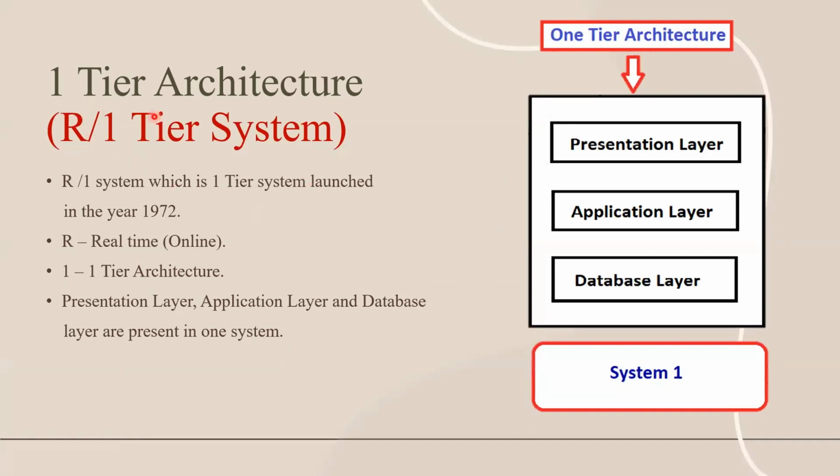Firstly, it is one-tier architecture, which is also called R1 tier system. We already came to know from the previous videos, SAP was launched in the year 1972 by 5 ex-IBM employees in Waldorf, Germany, and it serves as a ready-made package for every business. So for that purpose, SAP has launched its first product called R1 tier system. Here, R indicates real-time or online, and 1 indicates one-tier architecture.